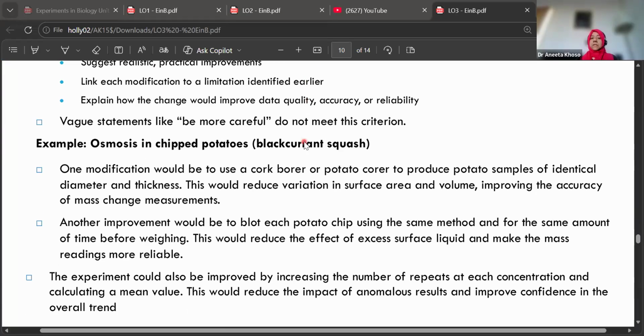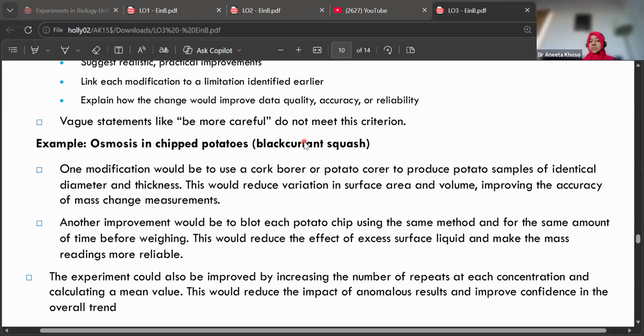An example of this is osmosis in chipped potatoes in blackcurrant squash. One modification would be to use a cork borer or potato corer to produce potato samples of identical diameter and thickness. So this would reduce the variation in surface area and volume, and this would in turn improve the accuracy of mass change measurements.